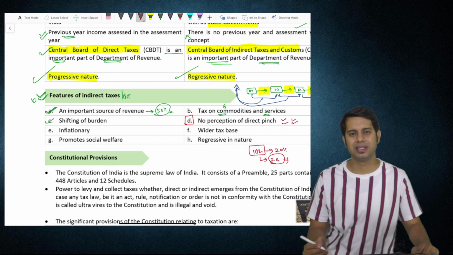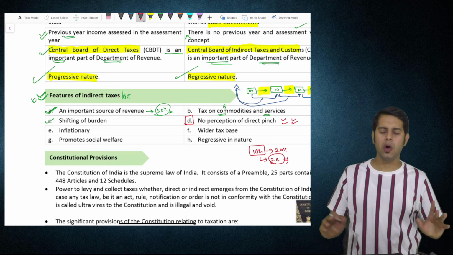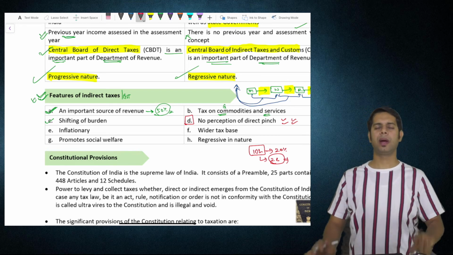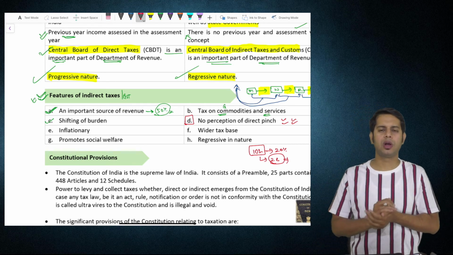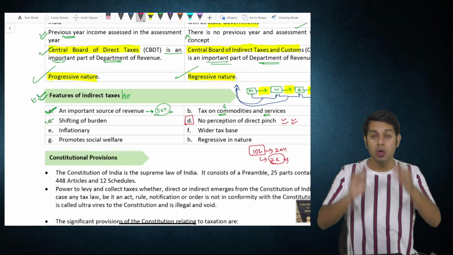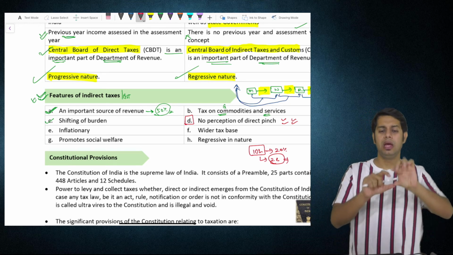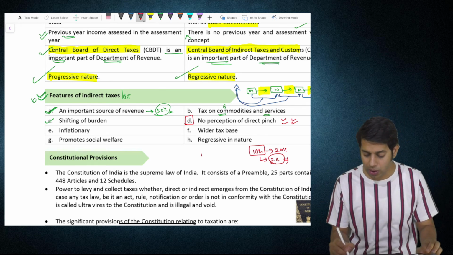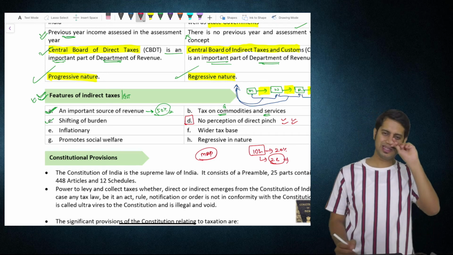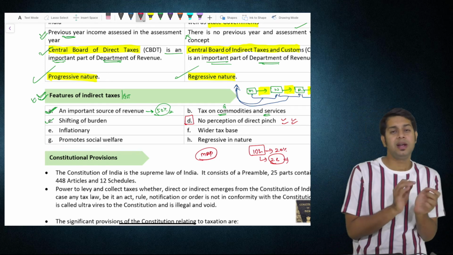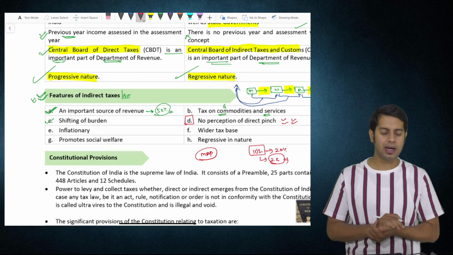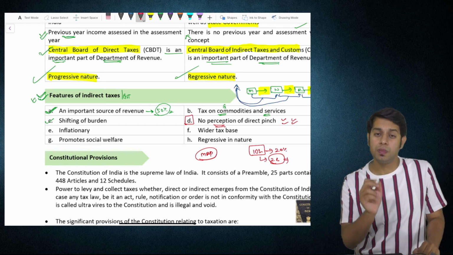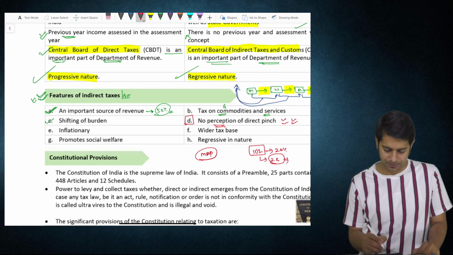Whereas in case of indirect taxes, if I am purchasing a Parle-G biscuit, we all have in our mind that it is 5 rupees. If I am purchasing a Maggi, we all have in our mind it is 20 rupees. If I am purchasing a water bottle, we all have in our mind it is 20 rupees. So in our mind, the price is fixed. We feel that okay, this is the MRP and this is what I am going to pay. I am not paying something extra. But we don't know that this MRP also includes tax. Therefore, in case of indirect taxes, there is no perception of direct pinch. The person who is paying does not know at all that he is paying such type of taxes.